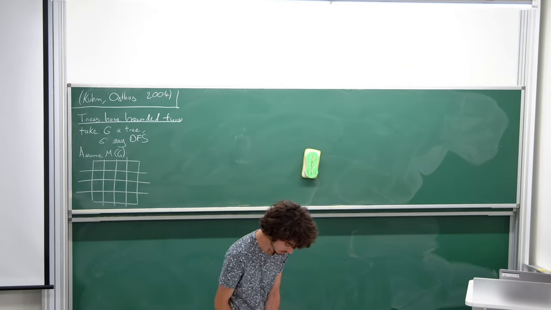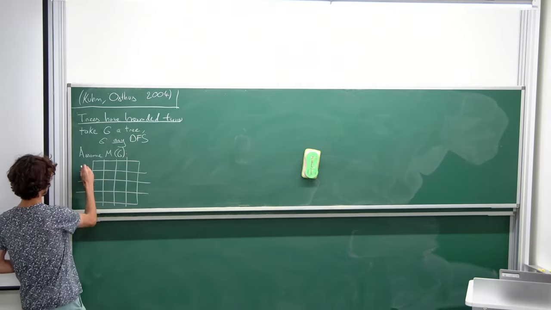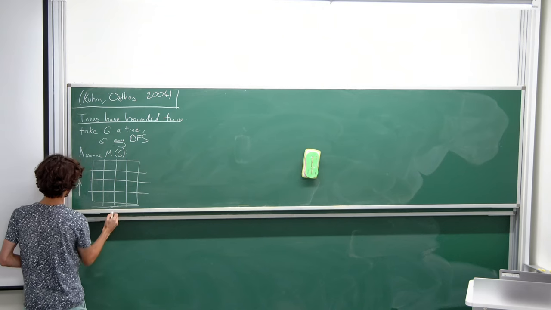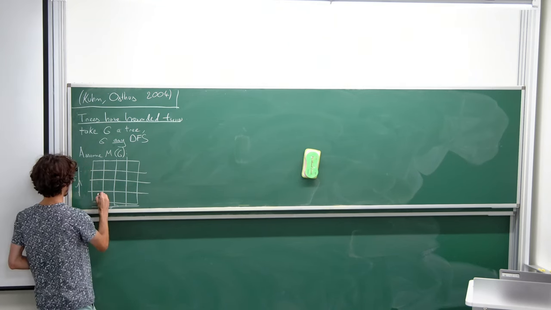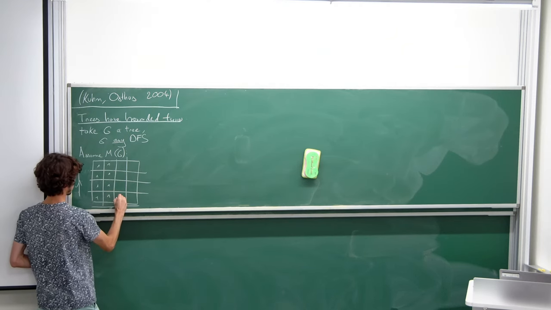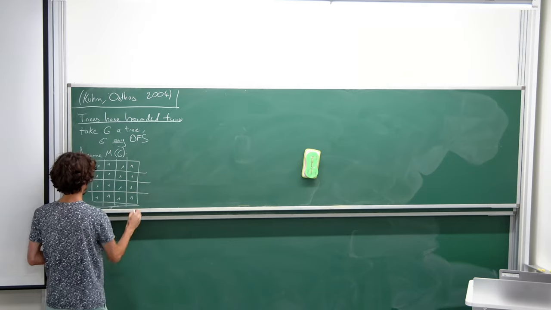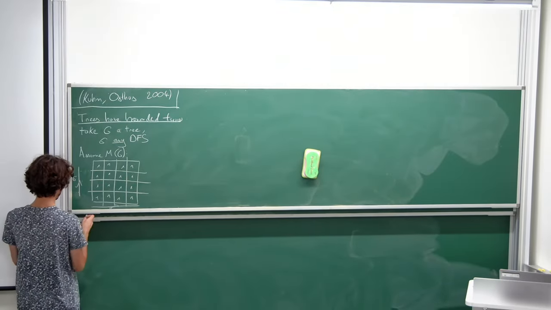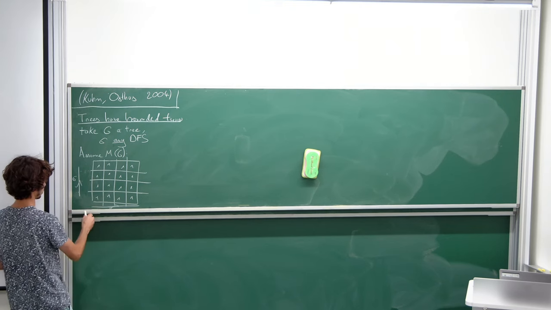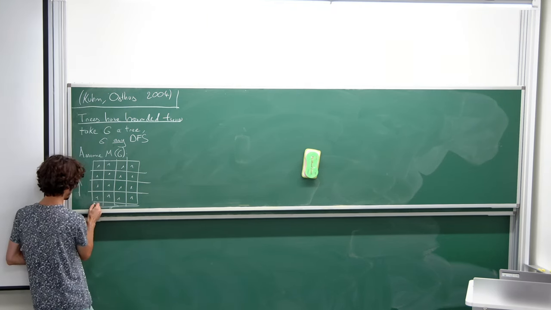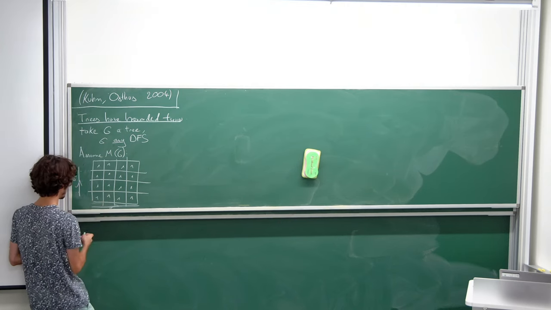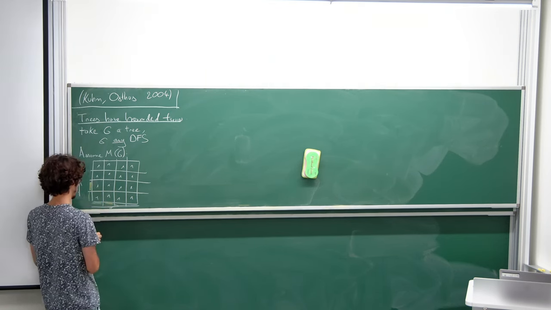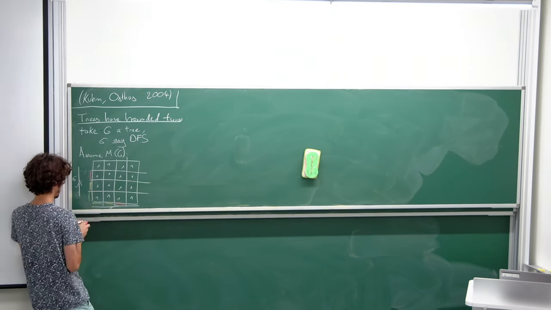I will take some color. This is your ordering by sigma, and this is also sigma. In particular, you have a 1 in each cell here, right? This is your 4 by 4 grid minor, and you want to get some kind of absurdity. This corresponds to vertices on your DFS order, so let's give a color to each of these zones and see what this looks like on the graph.